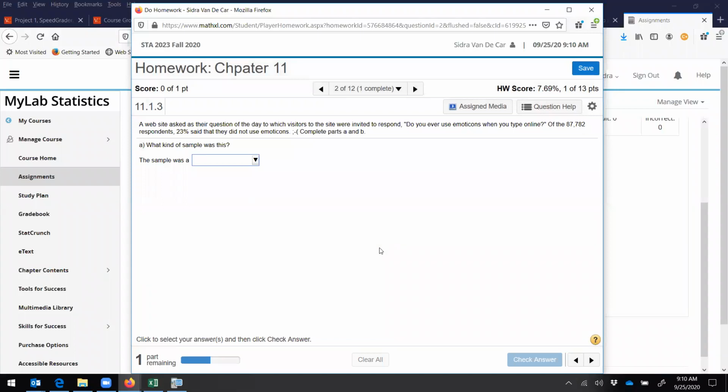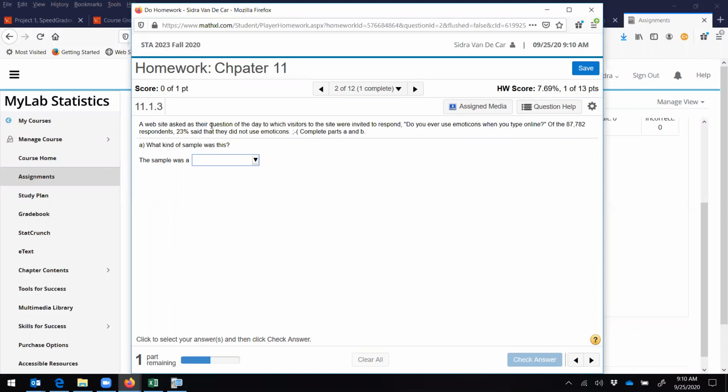All right, a website asked as their question of the day, to which visitors to the site were invited to respond, do you ever use emoticons when you type online? Of the 87,782 respondents, 23% said they did not use emoticons.